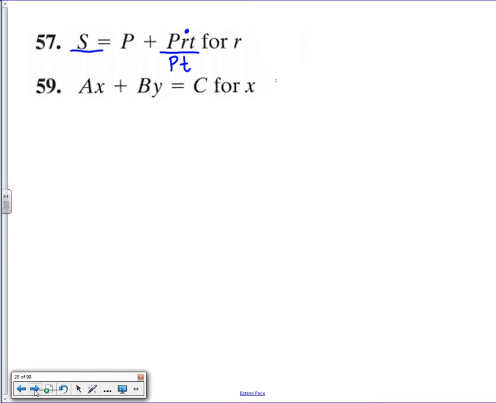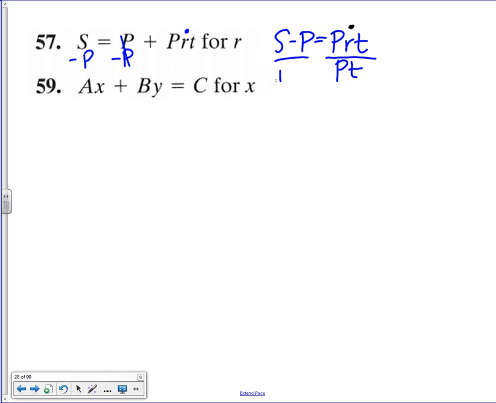Whoops. Not the right first step. Farthest thing away from that r is the p right here. And it's being added, so we need to subtract it from both sides. I have s minus p equals prt. Now, since I'm solving for r, we can divide by the p and the t. We get s minus p all over pt equals r.